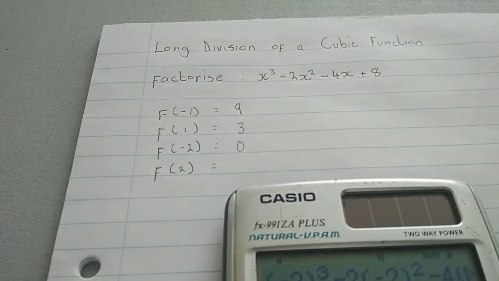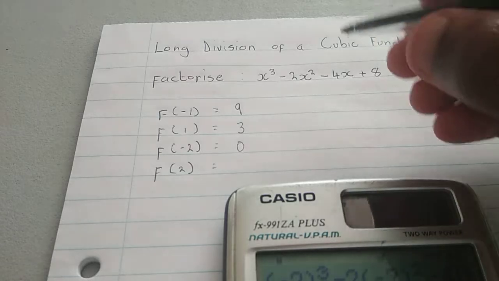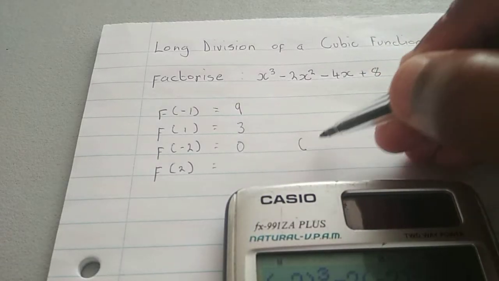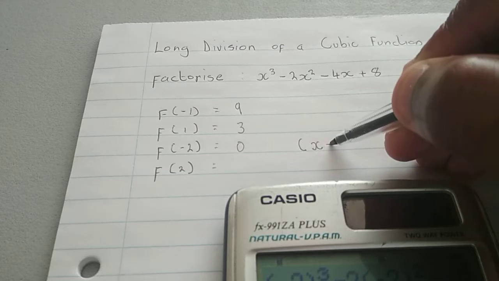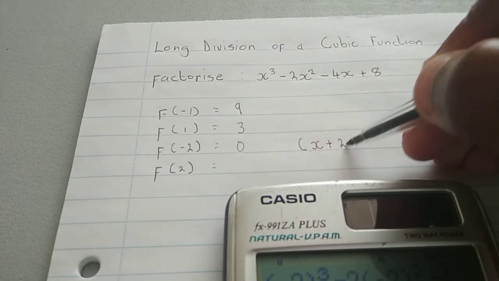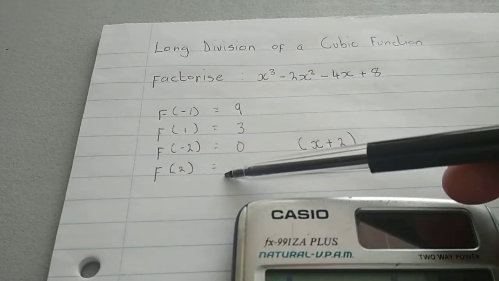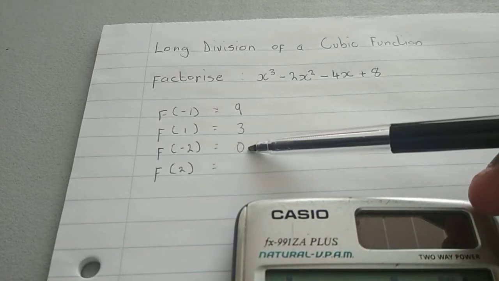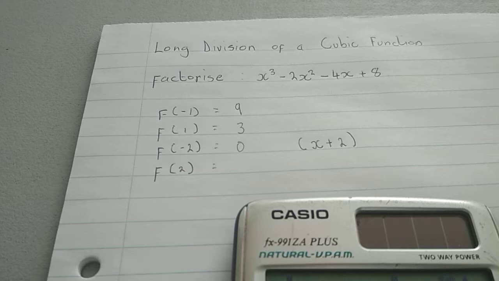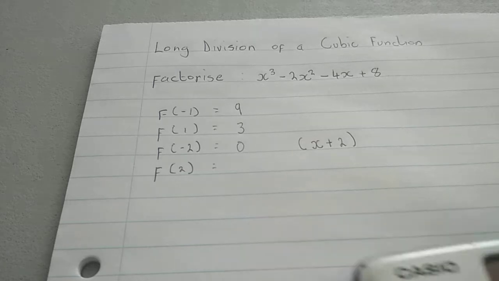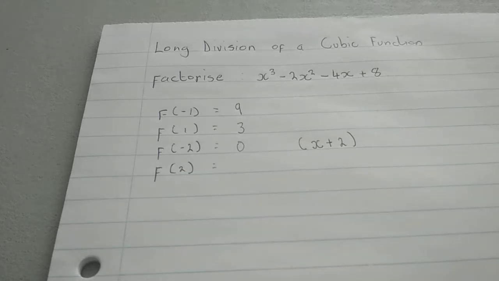Therefore we're going to have x plus 2 as a factor. We don't need to continue and do this because now we already have a factor. Okay, so now we can go into the next stage.